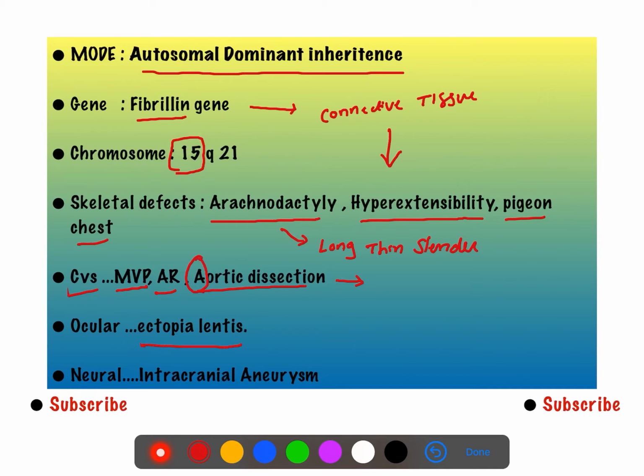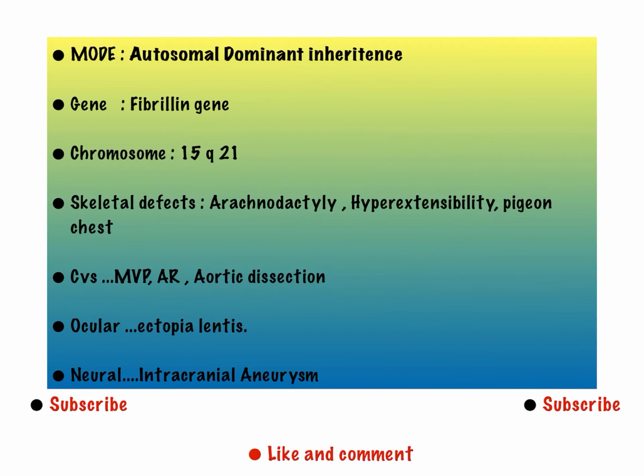Ocular wise, they will have ectopia lentis, especially superior temporal dislocation of the lens. Can you tell where there is an inferior nasal dislocation of the lens? It is homocystinuria. Okay. Inferior nasal is homocystinuria and superior temporal is Marfan syndrome. Neural wise, they will have intracranial aneurysm. This is about Marfan symptoms and signs.